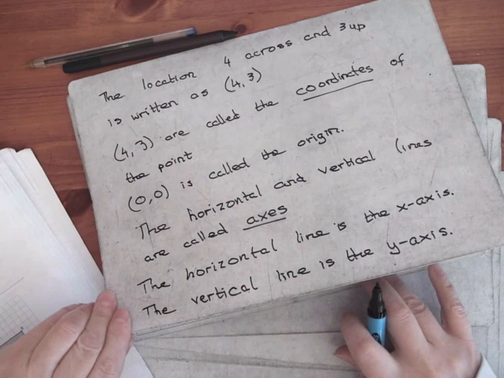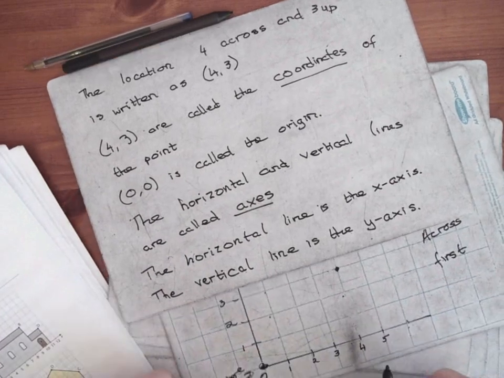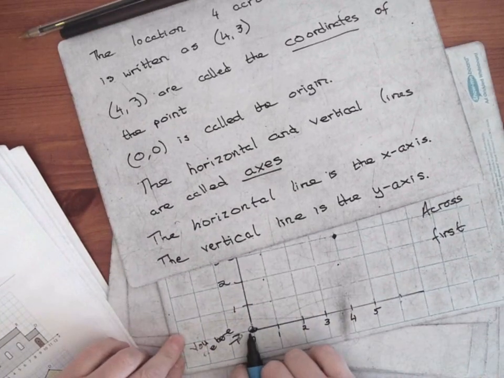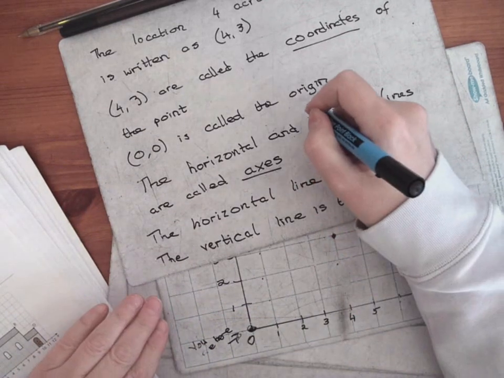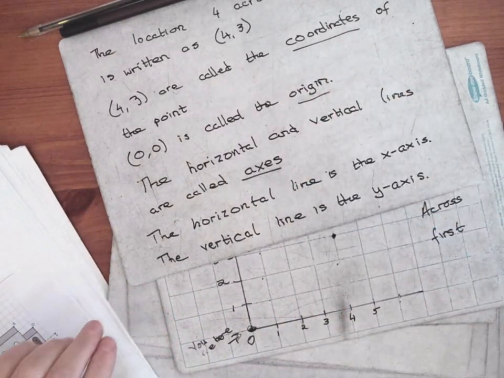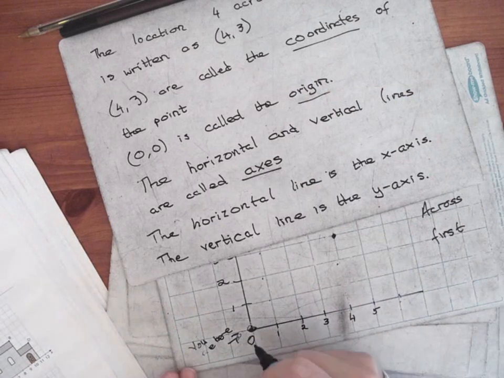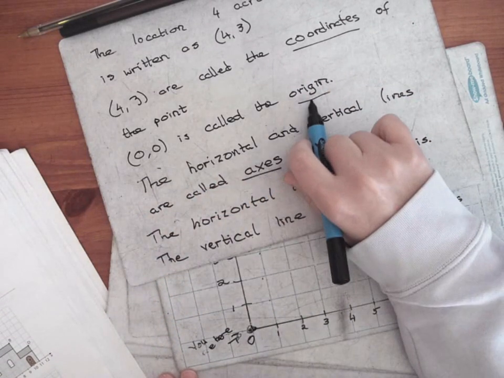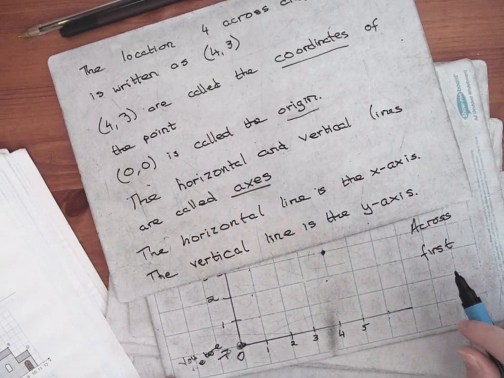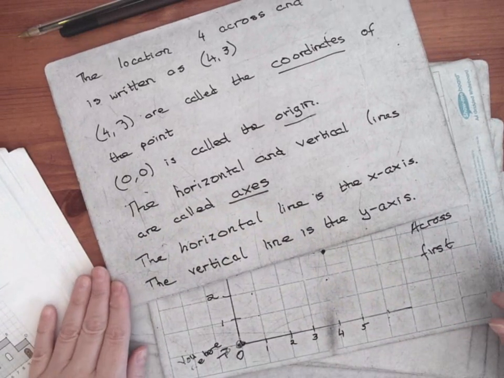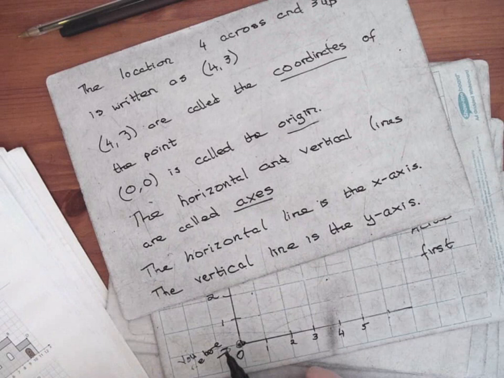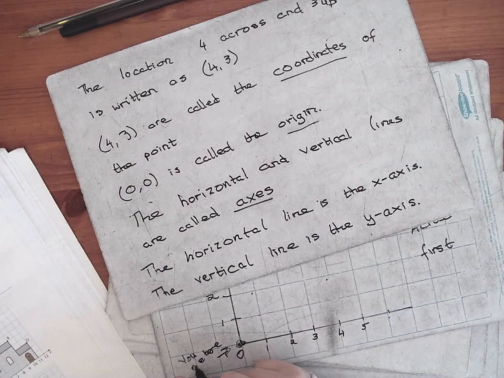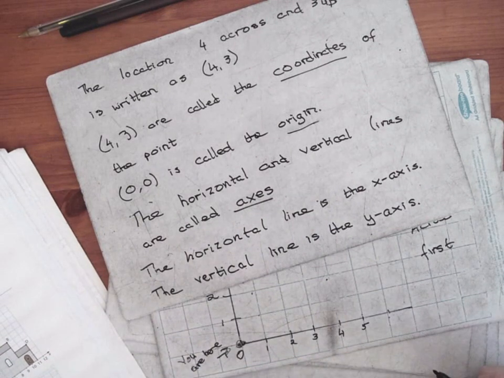Okay, (0, 0) is the starting point. You are here. That's (0, 0). Girls, we sometimes call that the origin, where it all begins. So you can call it (0, 0), or you can call it the origin. Origin means where it all began. You are always starting there. That's always your starting point.